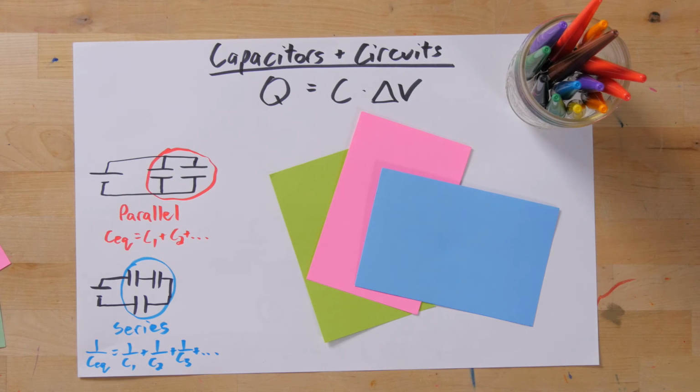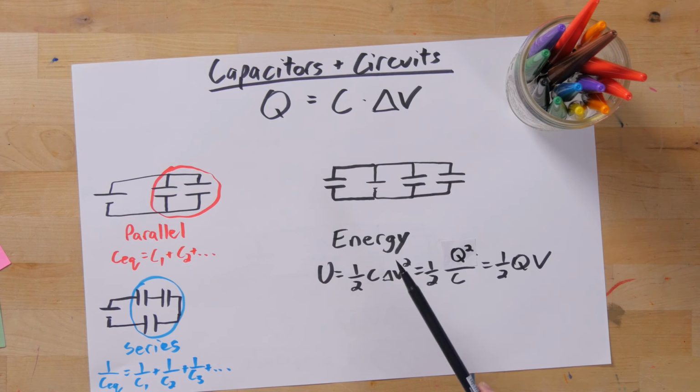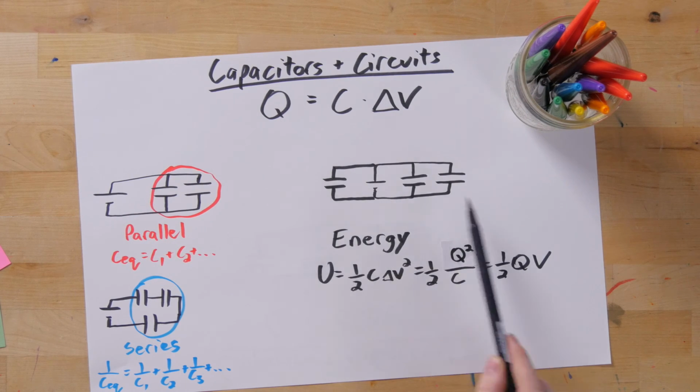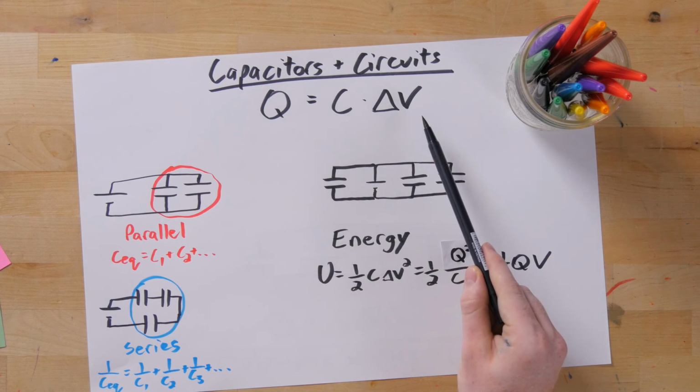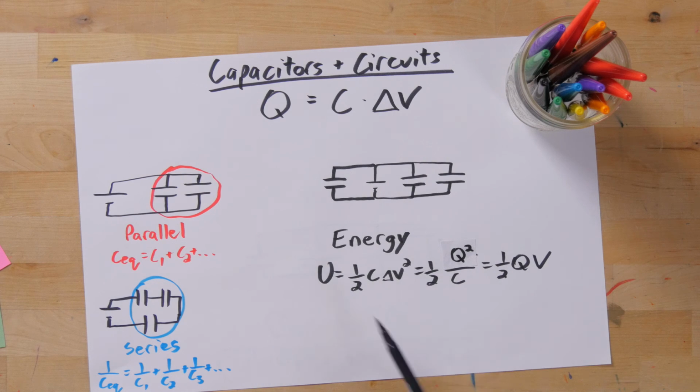Just like resistors, you may have a very complicated circuit diagram. Using these rules, you can break down each capacitor into simpler representatives. You may also want to look at the energy stored in different capacitors in a complicated circuit, in which case you'll want to remember Q equals C times change in V and these three energy equations.